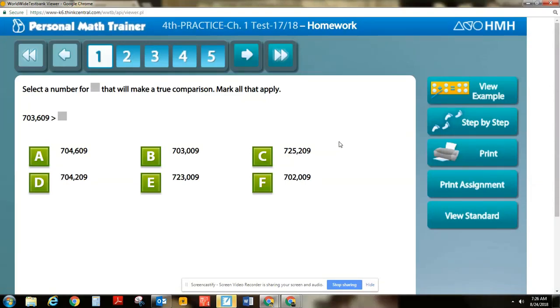Hey, Mr. Gribble here. So we're going to be going over fourth grade Go Math Chapter 1's practice test. So we're just going to work through the first 5 or 6 problems.